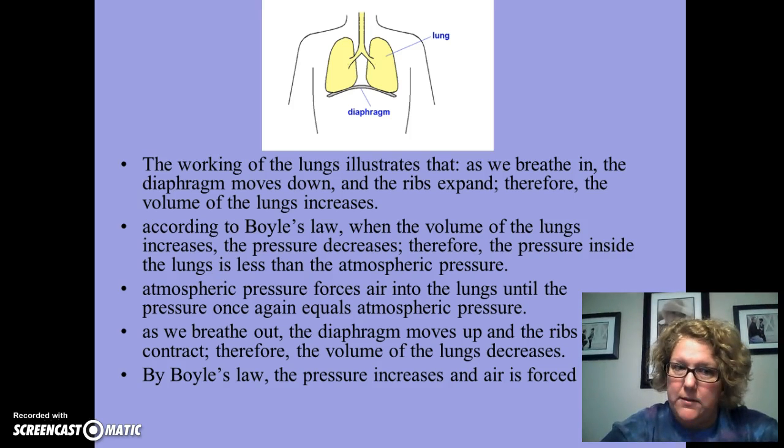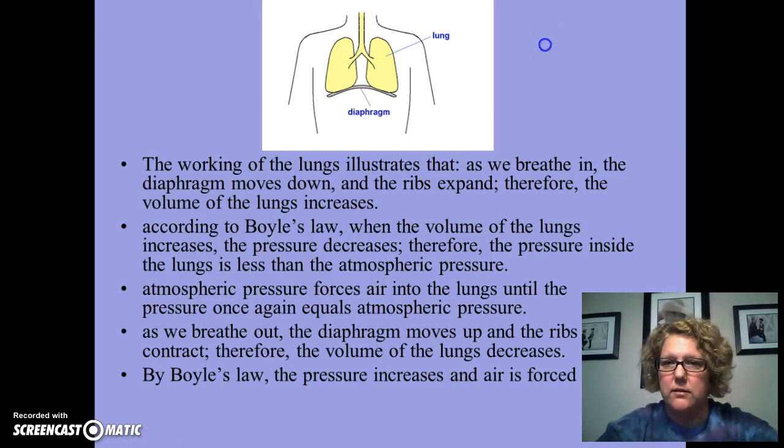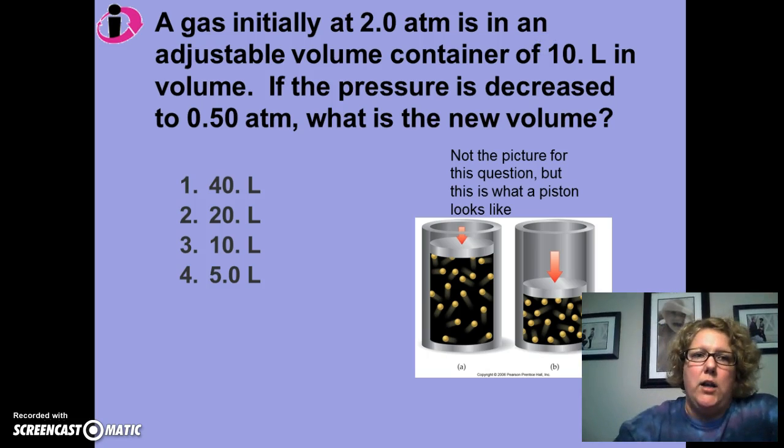Now, the exact opposite happens. As we breathe out, the diaphragm moves up and the ribs contract, shrinking the volume of the lungs, and that causes pressure to increase, and that forces the air out. You may want to think about that for a second. That's kind of strange.